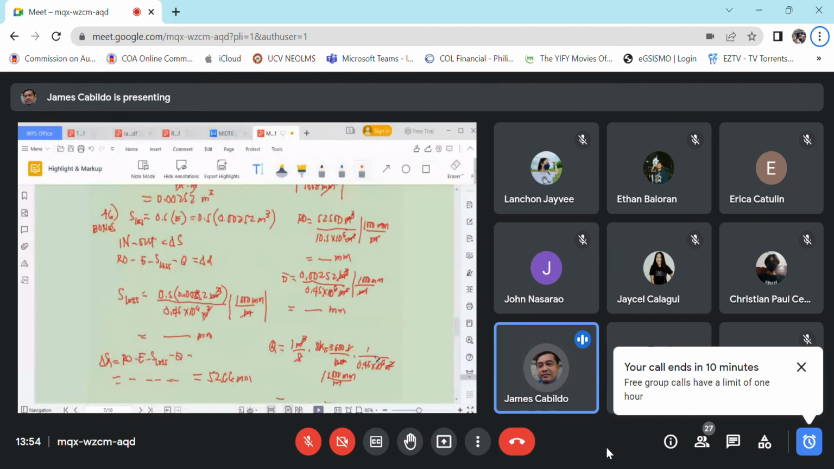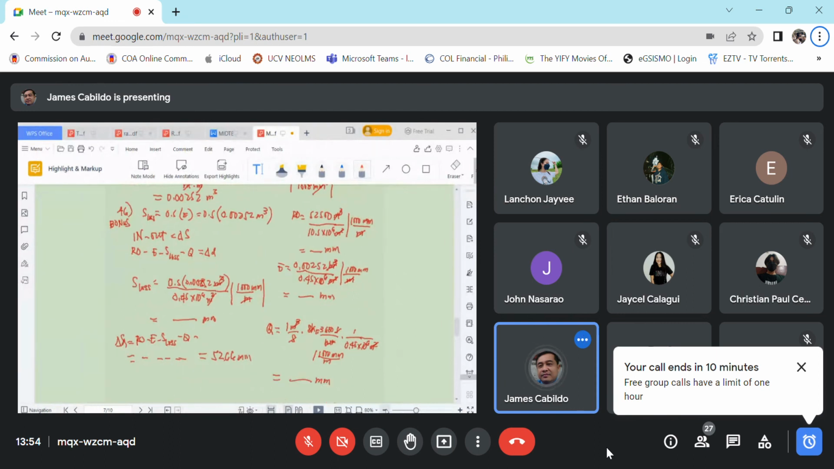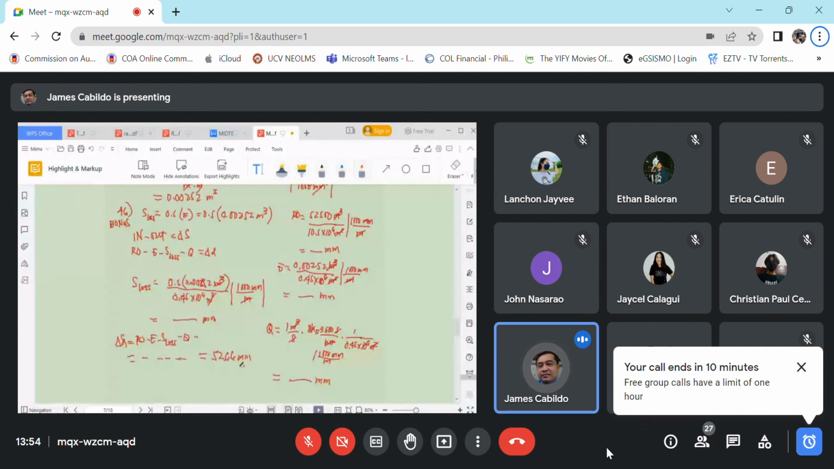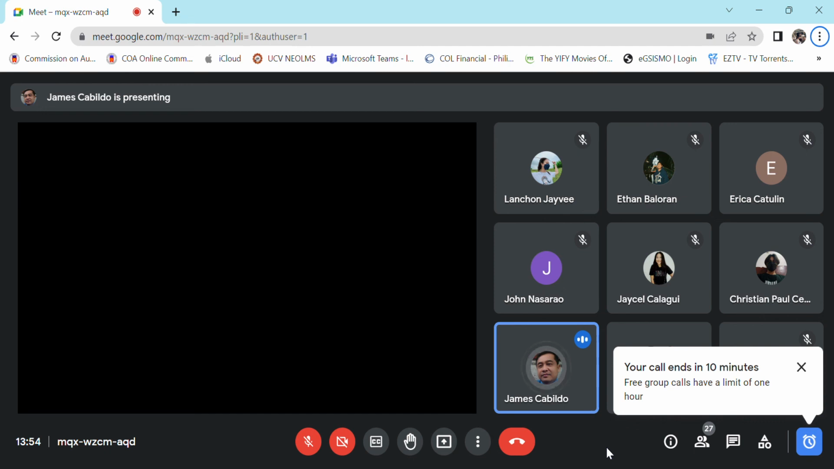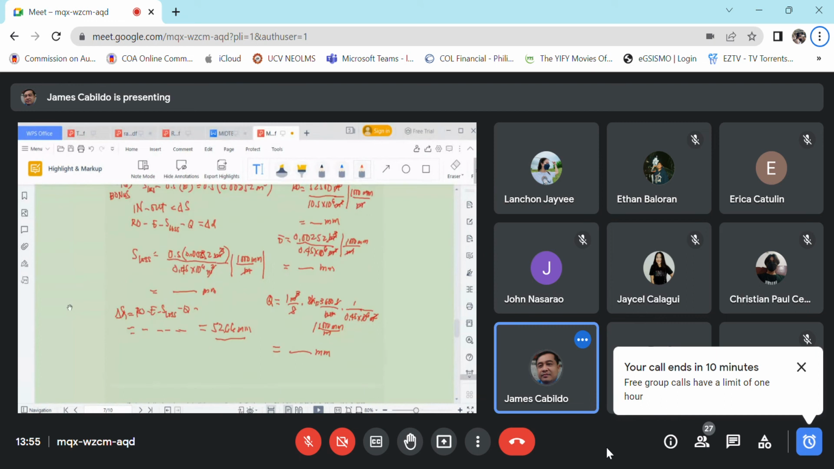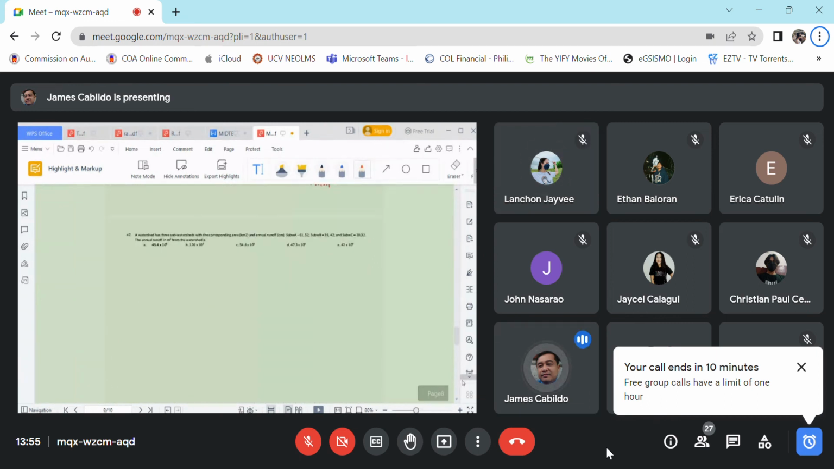So that's how to solve for number 46. Change in depth. Pag lumabas na positive ang change in depth, ibig sabihin nag-increase yung depth ng reservoir. Pero kapag lalabas na negative, nag-decrease ang depth ng reservoir. That's what it means by change in depth. Question? Wala po, sir. Okay, let's move to 47.